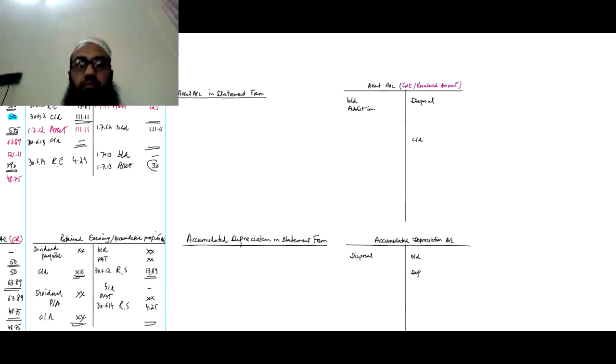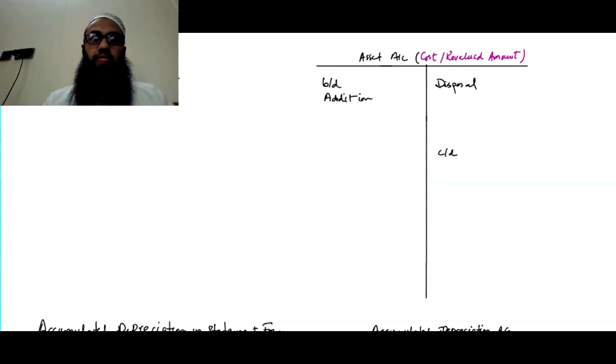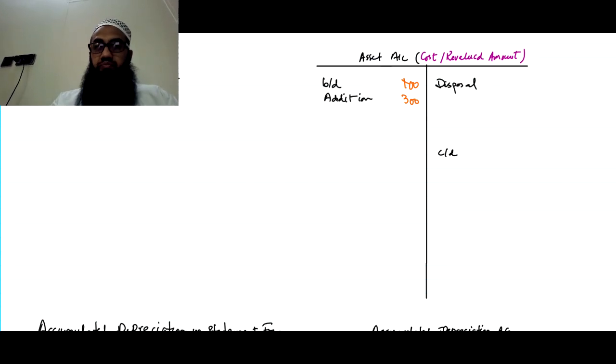Here's the asset account, the main asset account. As you know, asset has the balance BD. I am assuming some amounts: 100, some addition took place, say 300, some disposals took place, say 50. So what should be your CD balance? 350. 100 plus 300 minus 50 is equal to 350.